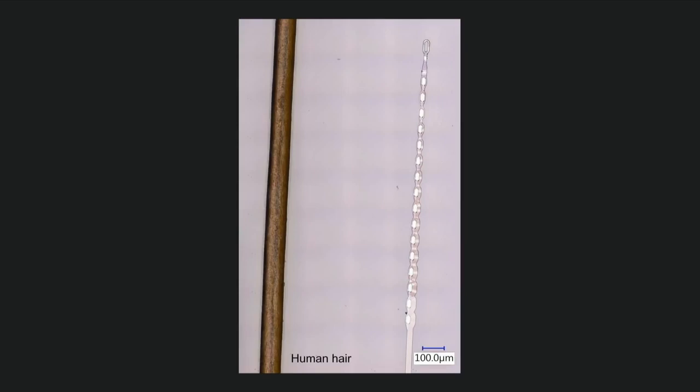Another thing to notice from this image is the little loop at the terminal end. That's the part of the thread that attaches the guide needle which the surgical robot uses to insert the thread into the brain.